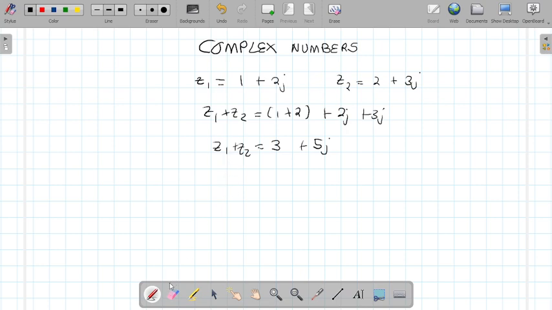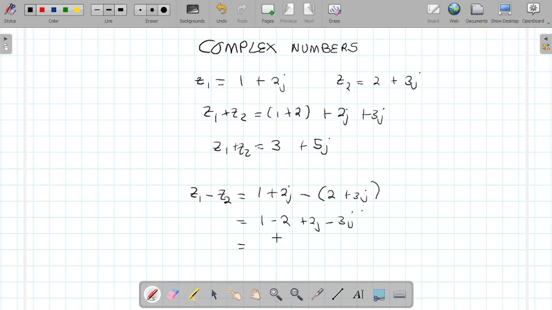Now let's talk about subtracting complex numbers. It's also easy to subtract two complex numbers. You just have to subtract the real parts and subtract the imaginary parts. For example, if you want to find z1 minus z2, z1 is 1 plus 2j, and z2 is 2 plus 3j. Now you expand here, 1 minus 2, and then we have 2j minus 3j, which looks good.